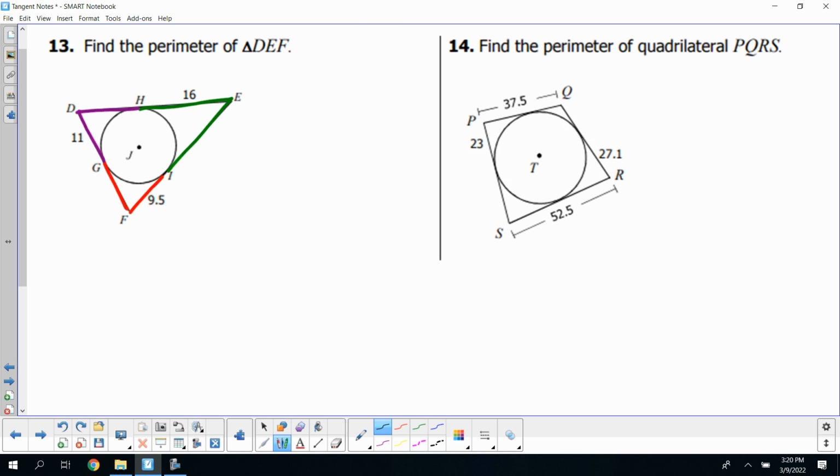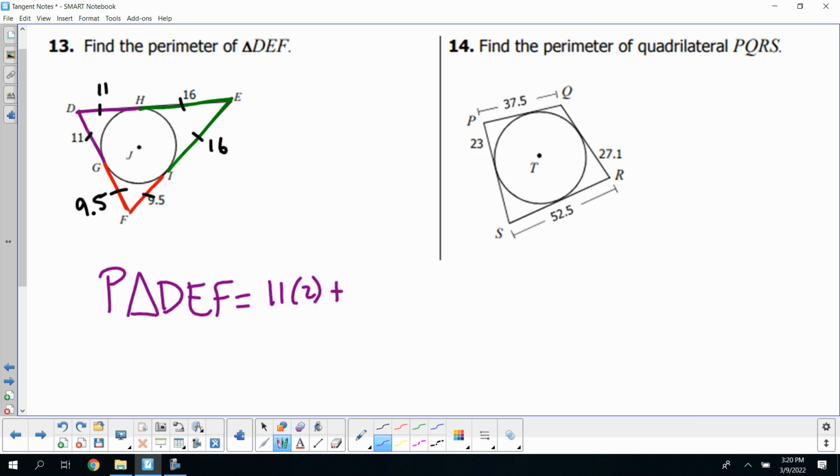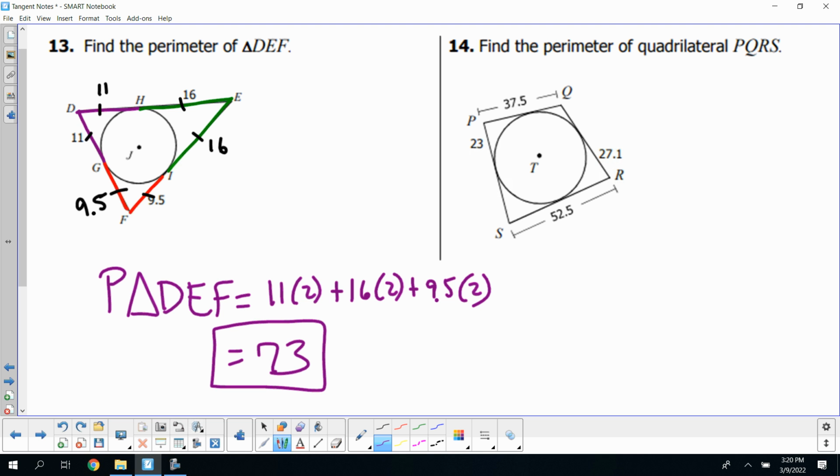So that means if this one is 16, then this guy is also 16. If that's 9.5, then this one is also 9.5. And if this is 11, then this guy is also 11. And we know to find the perimeter, we just add up all the sides. So the perimeter of triangle DEF equals 11 times 2 plus 16 times 2 plus 9.5. And that gives me 73. Okay, keeping that in mind, let's take a look at number 14.